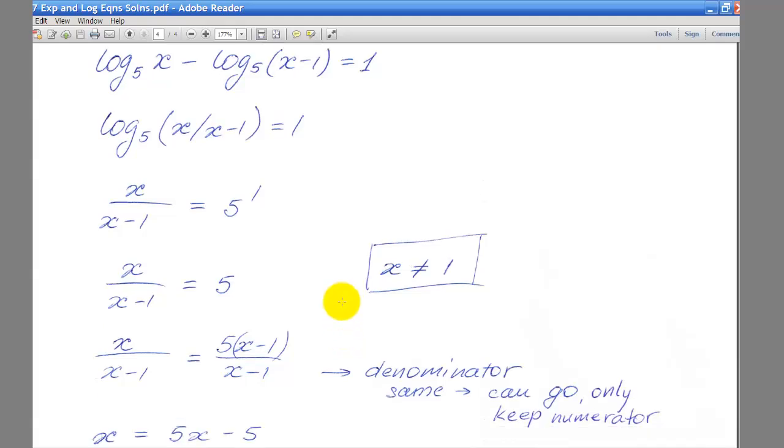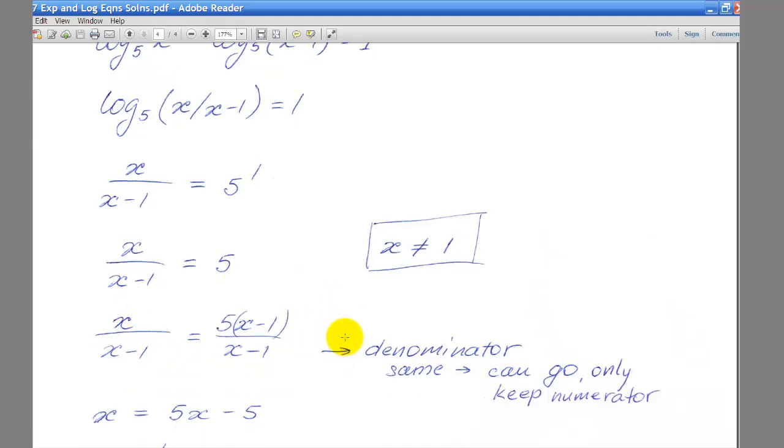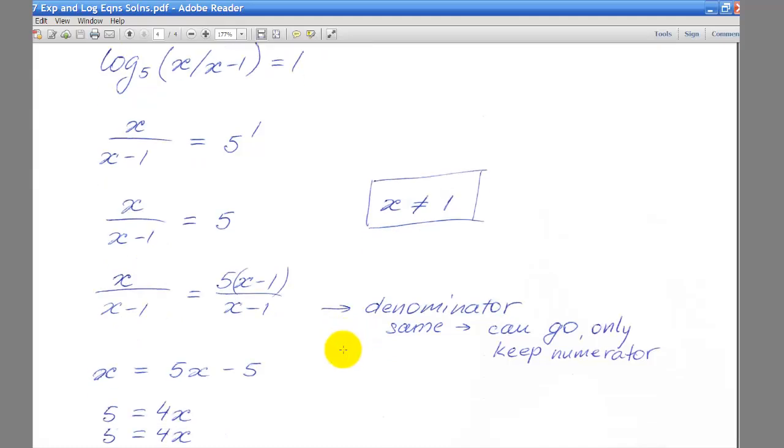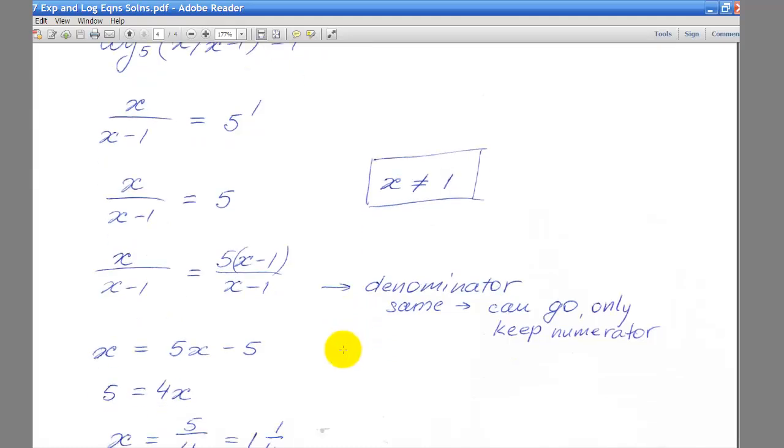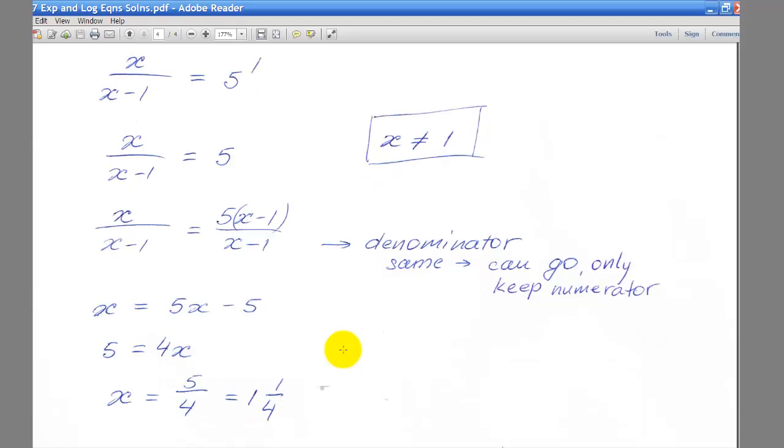Okay, so we're bringing it to the common denominator. As soon as we have the same denominator, we can completely get rid of it and just work with the numerator. So we'll have x equals 5x minus 5. From here, x equals 5 over 4, or 1 and 1/4.